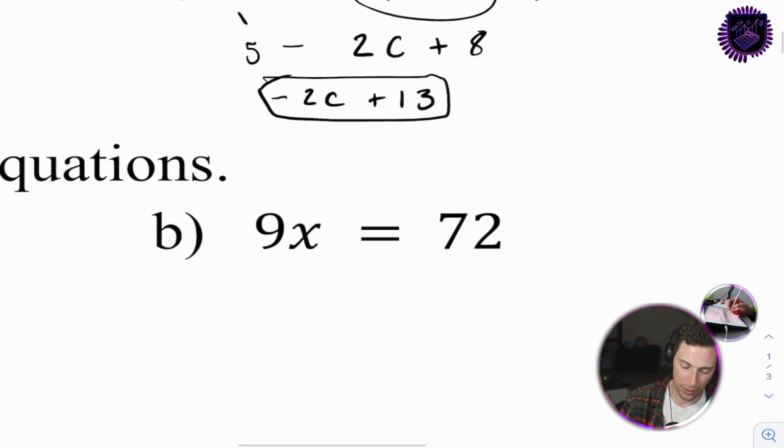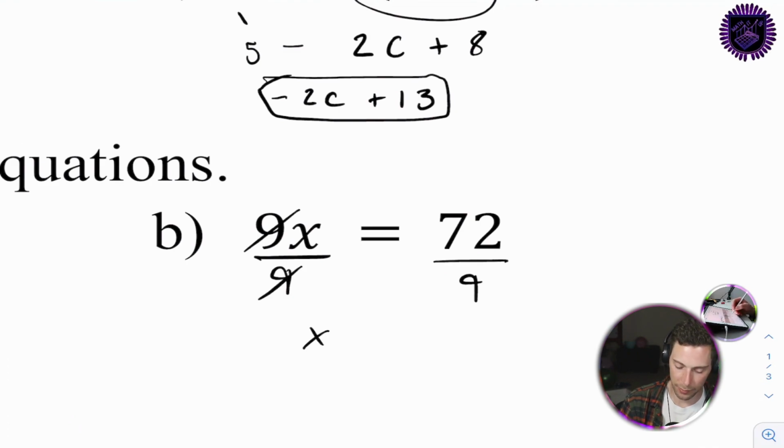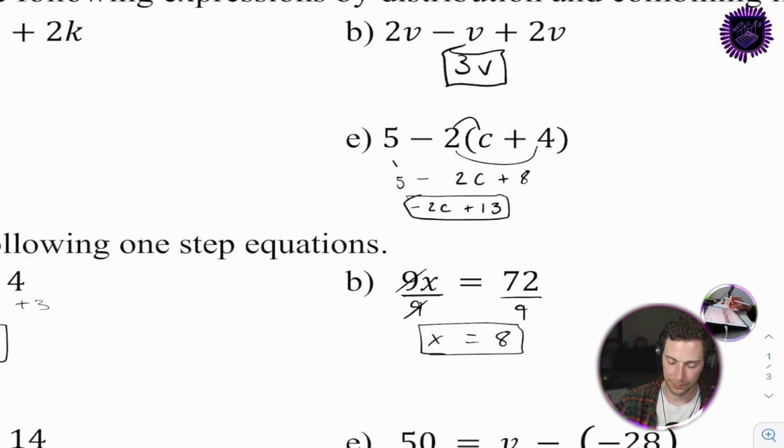2b. Divide by 9. 9 will cancel out. X will be equal to 72 divided by 9, which is 8. Answer is x is equal to 8.